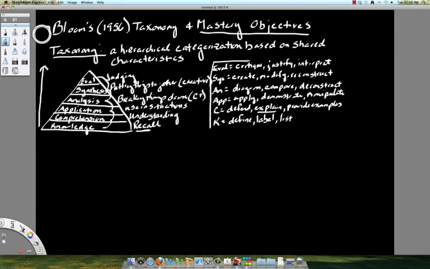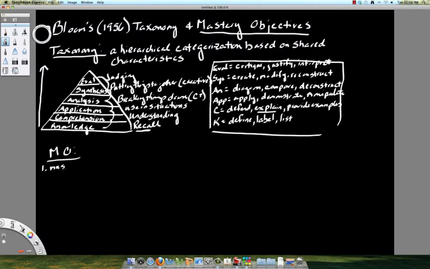These verbs then become the basis for what we're going to talk about when we talk about mastery objectives. Before we get into how to create mastery objectives, though, there are a couple basic rules for how we write them so that it's a little bit more standardized across our discipline or our field.